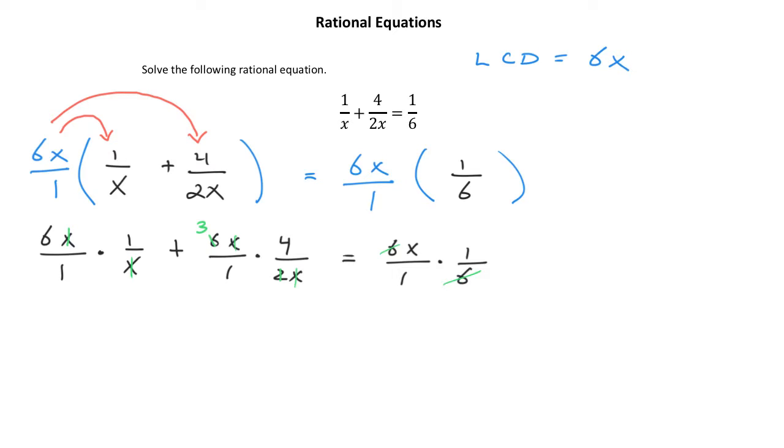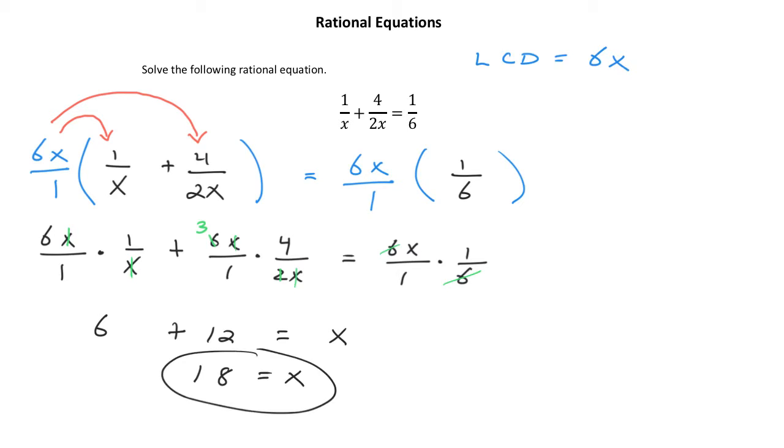And if you look across from left to right, all of the denominators are now just 1. You don't even have to write them. We can just copy down what's left over in the numerators. We have 6 plus 12 is equal to x, or 18 is x. This is the solution to our equation.